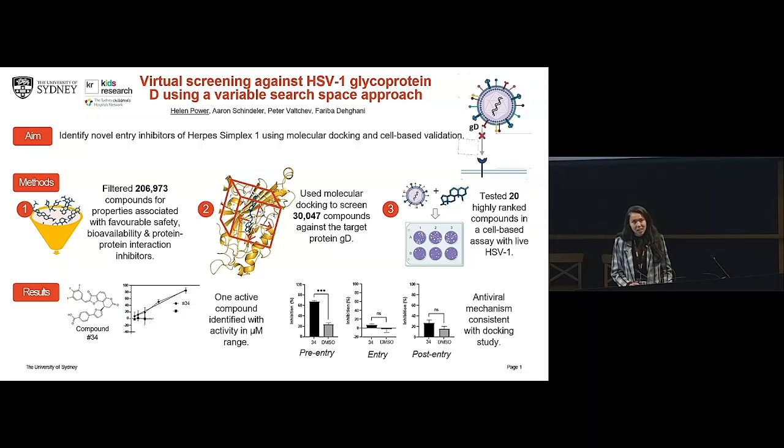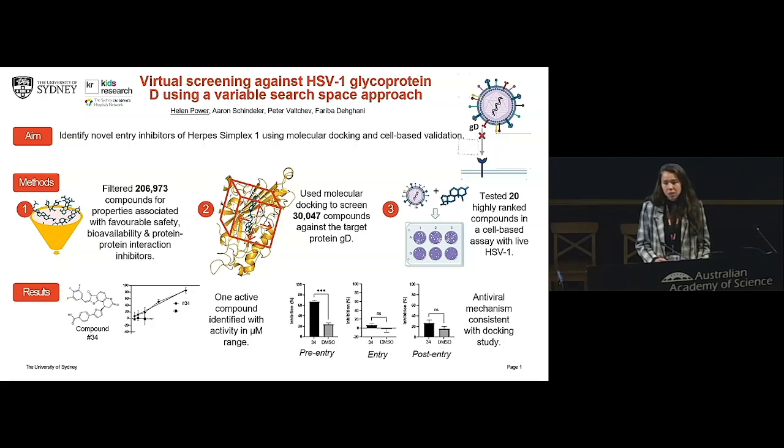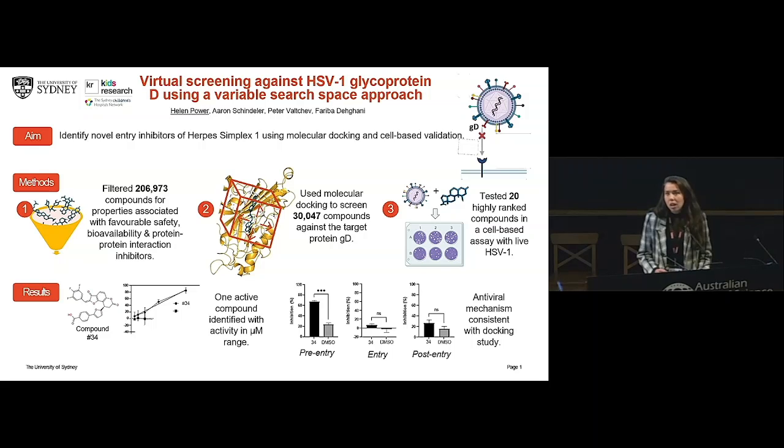The next stage was to use molecular docking to predict the binding affinity of all the filtered drugs against the target protein GD. With molecular docking, one of the main steps is to select an area of your protein and define the dimensions where you sample the binding of your drugs.